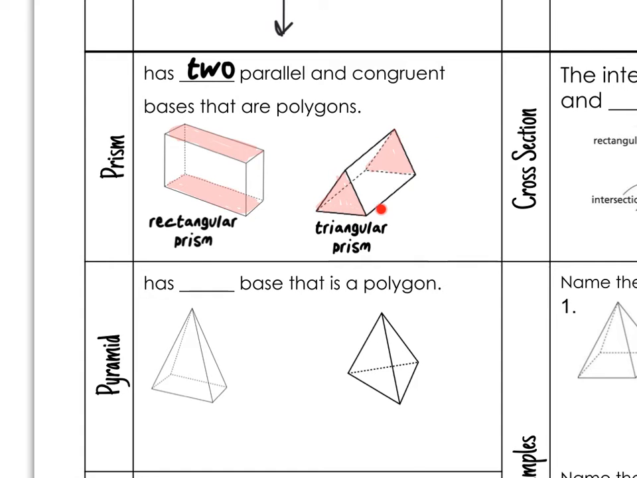And then on this shape here, the two bases are actually the triangles. It is not the rectangle on the bottom, it's the two triangles. And again, these two are parallel to each other. They're the same distance apart. So then we call it a triangular prism.